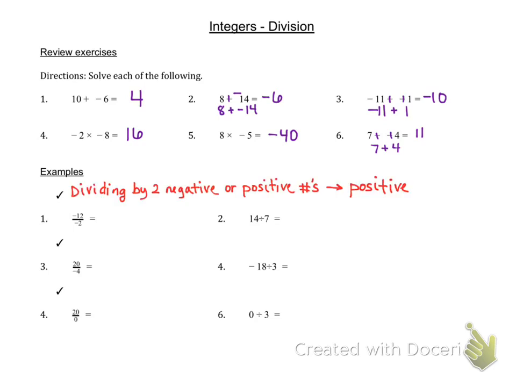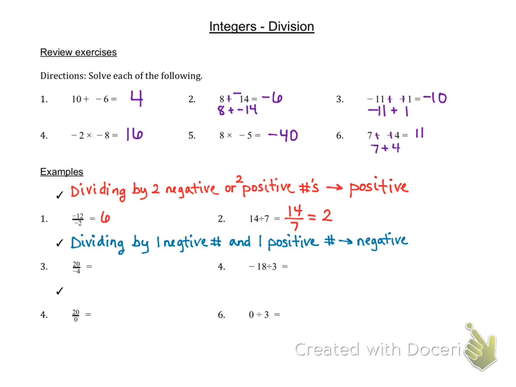These rules for dividing integers are the same as when you multiply them. So for the first two problems, if you're dividing by two negative or two positive numbers, then your answer is going to be positive. Okay, so number 1, negative 12 divided by a negative 2 is going to be a positive 6 because we're dividing by two negative numbers. 14 divided by 7, which is the same as writing it like this, 14 over 7, is going to be 2, a positive 2.